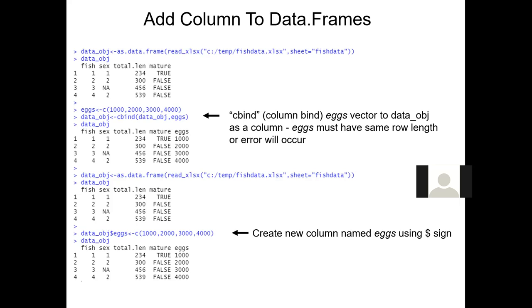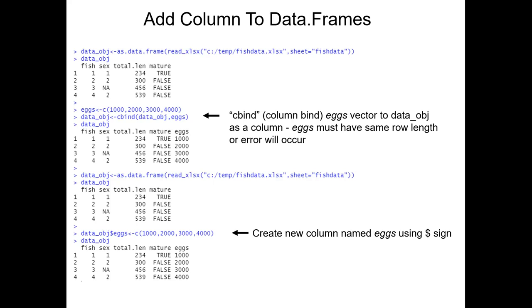So in the second example, I'm creating a vector that has the values 1,000, 2,000, 3,000, 4,000, and I'm calling this vector object eggs. There's a couple of ways to attach these. The first, the most common one, I'll just tell you how to do using this example, is to use this function called cbind. What that means is essentially column bind. Bind the new column to the data frame.